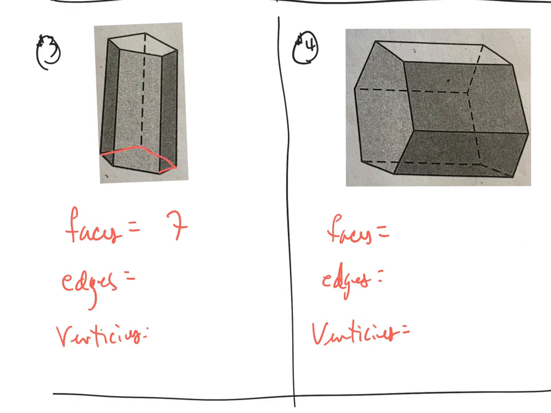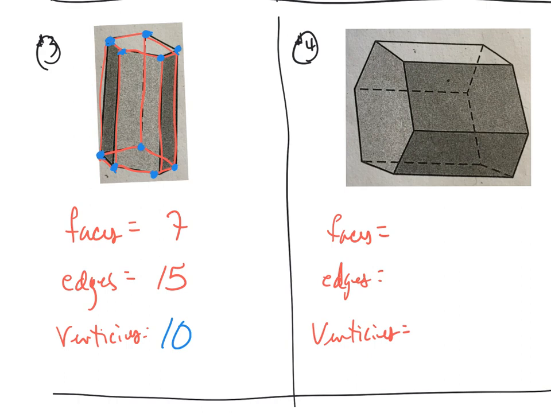Okay, the edges are a little bit easier this time. We have a pentagon on the bottom, so that's 5. A pentagon on the top, so that's 5. And then we're going to have 5 edges that connect the top and the bottom. So 5 around the bottom, 5 around the top, and then 5 that connect the sides. So altogether that is going to be 15. And then the number of vertices, because we have 5 edges, we'd have 5 vertices around the bottom and 5 vertices around the top for a total of 10.